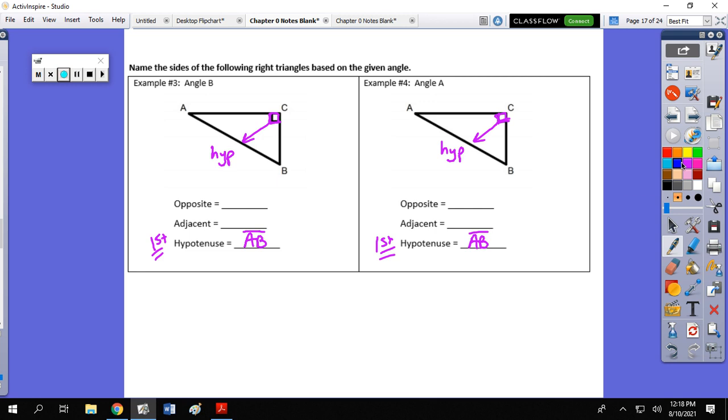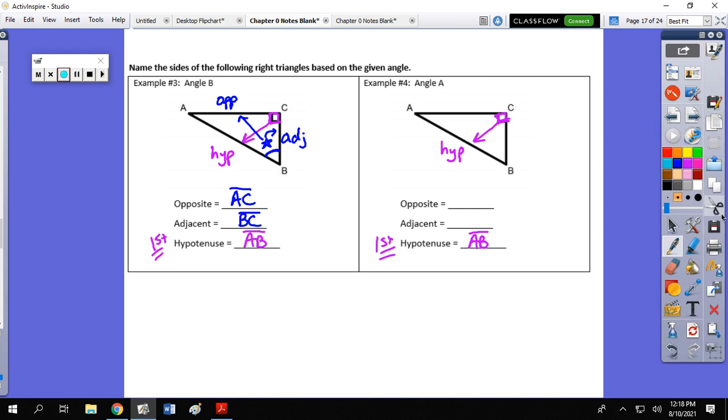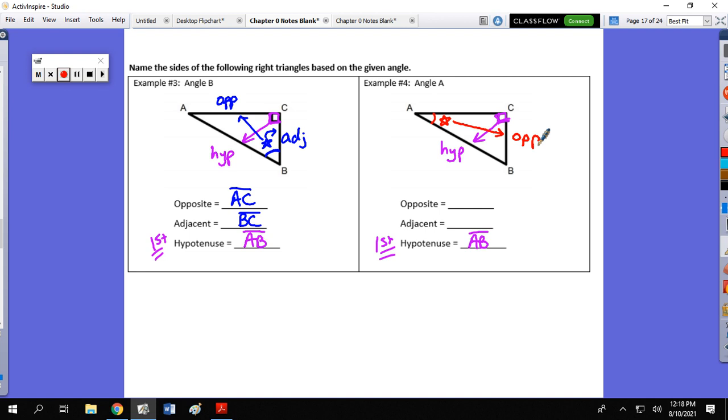Then we turn our attention on example 3 to the angle that we're actually working with, which is angle B. We go across the triangle to find the opposite, which would be AC. And we look next to the angle to find the adjacent, which would be BC. On the next example, we're still working with the same triangle, but instead of angle B, we are now working with angle A. Go across the triangle to find the opposite, which would be BC. And we look next to the angle to find the adjacent, which would be AC.